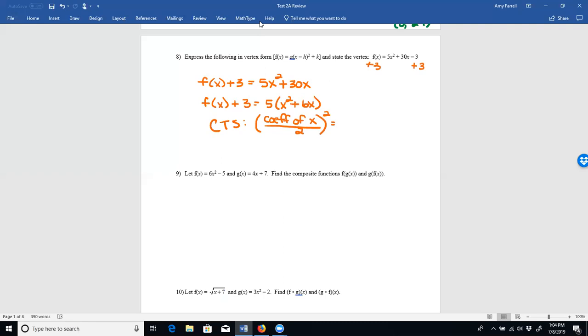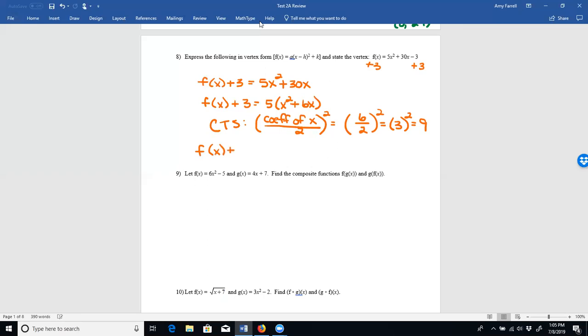The coefficient of x is 6. We're going to use this coefficient of x, not the 30, because we're trying to complete the square inside the parentheses. Going to divide it by 2, square the result. This is going to give me 3 squared, which is 9. So I'm going to add 9 inside the parentheses to create a perfect square trinomial.